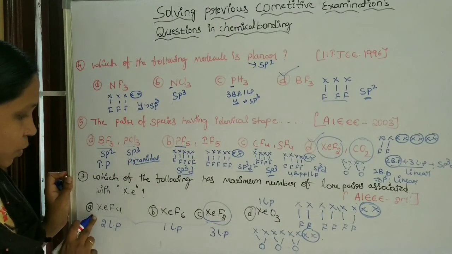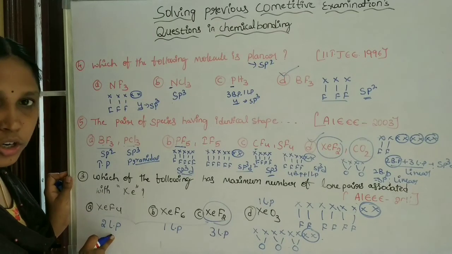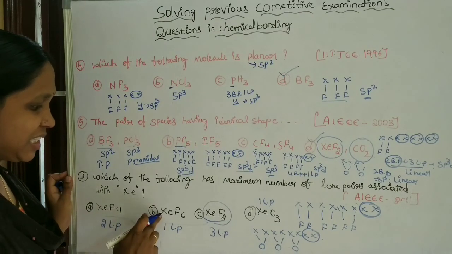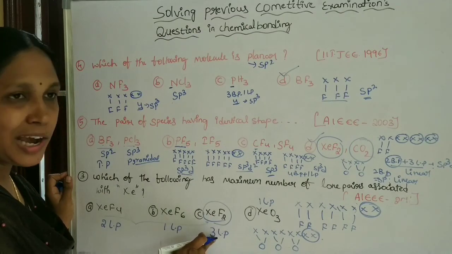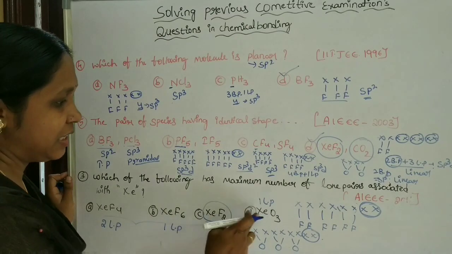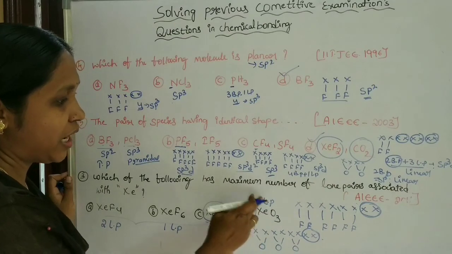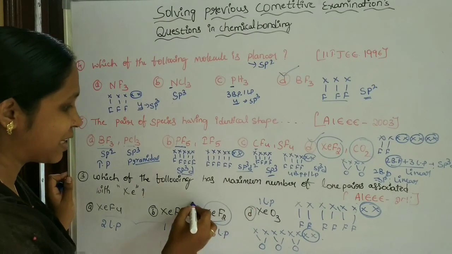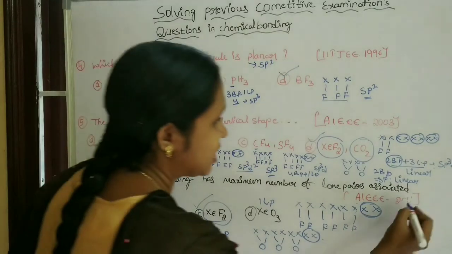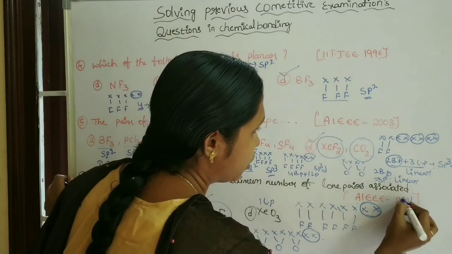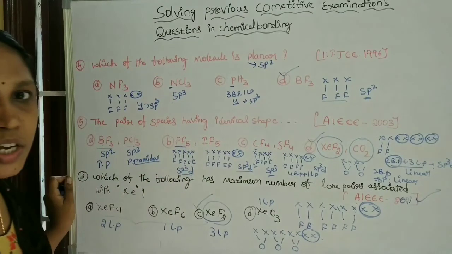Okay. In the first option XeF4, xenon has 2 lone pairs. XeF6, xenon has 1 lone pair. XeF2, xenon has 3 lone pairs. And XeO3, xenon has 1 lone pair. So which one has the maximum lone pairs? That is XeF2. The question was asked in AEEE 2011.